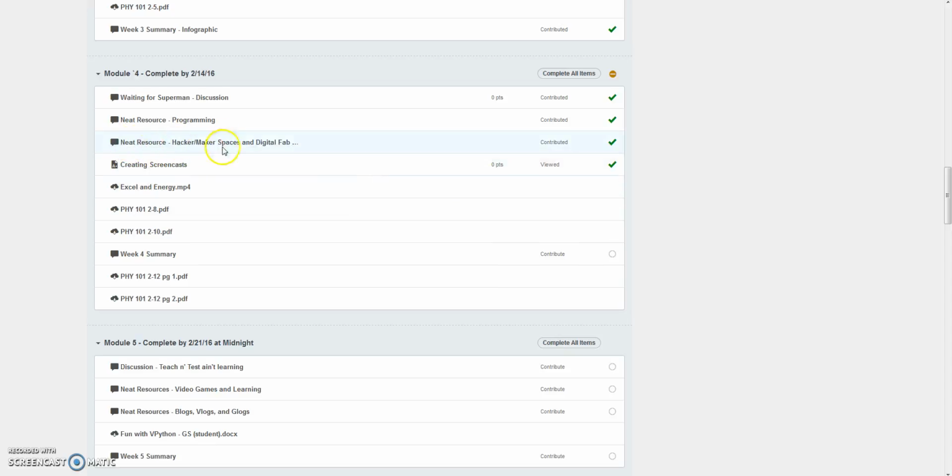Next one was a neat resource for hacker maker spaces, and I picked the Create Center at the Arizona Science Center. And I guess they have little workshops where they can teach you how to 3D print or laser etch objects, or I think there's a woodworking one too. And the workshops are a little pricey. They're from 40 to like 75 bucks, but it's still pretty cool that you can just pop down there and walk away with something that you created by yourself. So I thought that was interesting.